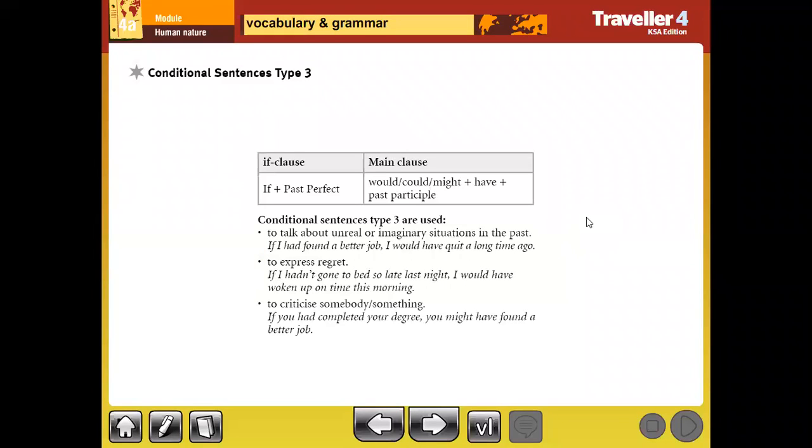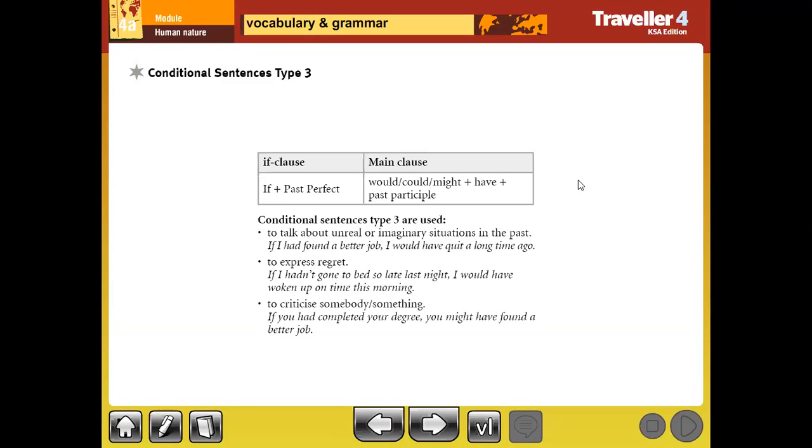The if clause consists of if plus past perfect, and the main clause consists of would or could or might plus have plus past participle. So let's look at the sentences. If I had found a better job, I would have quit a long time ago. This sentence is used to talk about unreal or imaginary situations in the past. The first usage for conditional sentence type 3 is to talk about unreal or imaginary situations in the past. For example, if I had found a better job, I would have quit a long time ago.